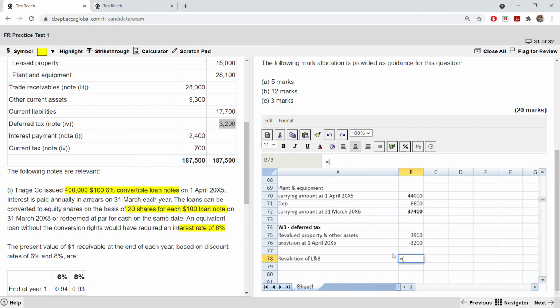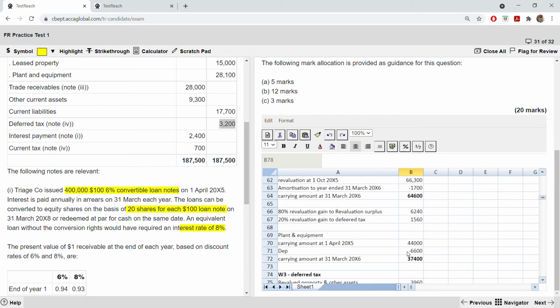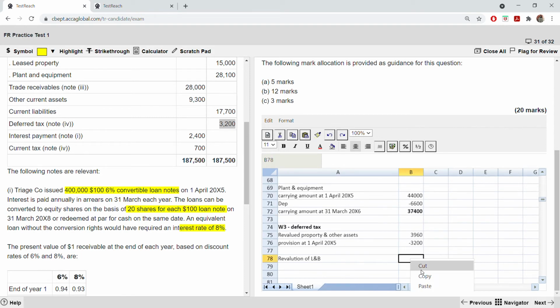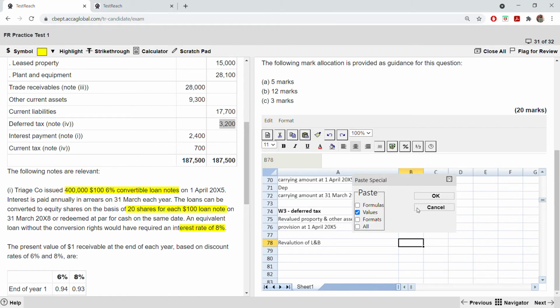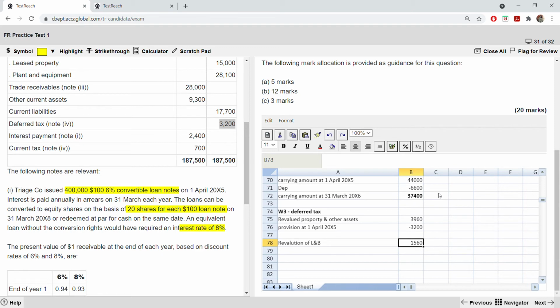We know how much for the deferred tax will go, so we can just copy paste it. Just now we have calculated this 1560. So copy, paste, but paste special. You need to go down to see all the options. Paste special, again, values. 1560. Okay, and this will again be deducted, so in front of this, you can put minus.